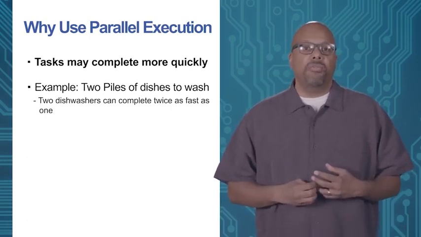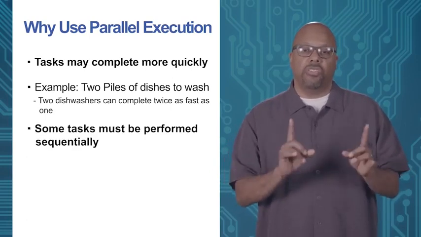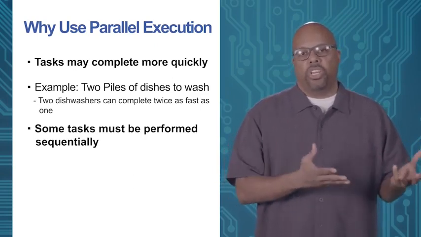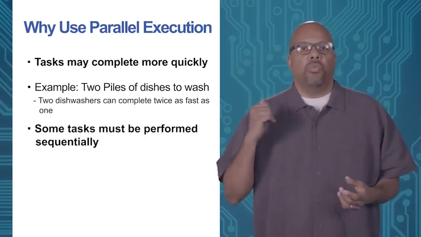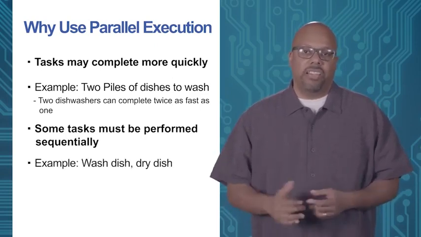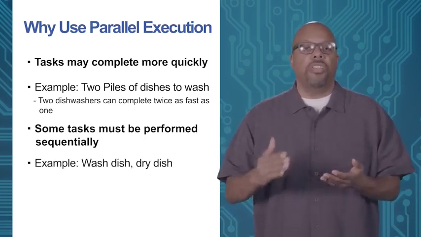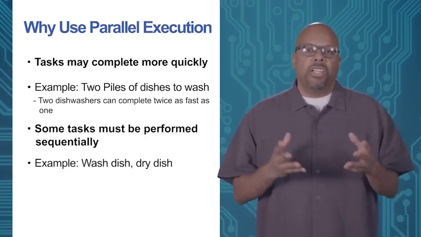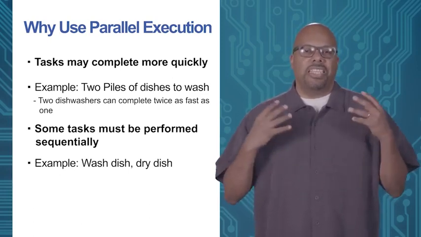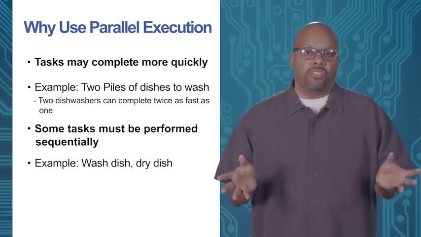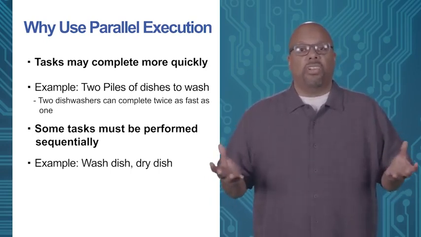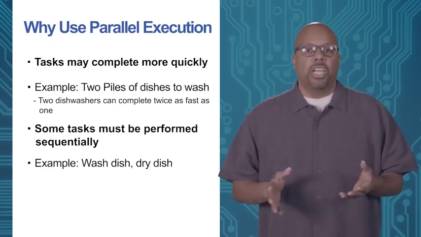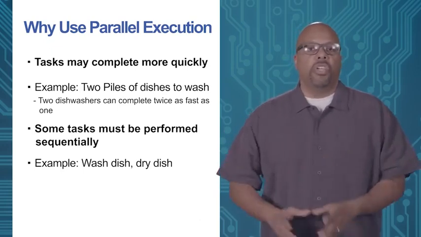Some tasks have to be performed sequentially though. So when you're washing and drying a dish, you clearly have to wash the dish before you dry the dish. That's sequential. They have to go in that order. They cannot happen at the same time. So parallel execution is not a catch-all that makes everything faster. Certain things can't be executed in parallel. They have to be executed sequentially, one at a time. You have to wash the dish before you can dry the dish.